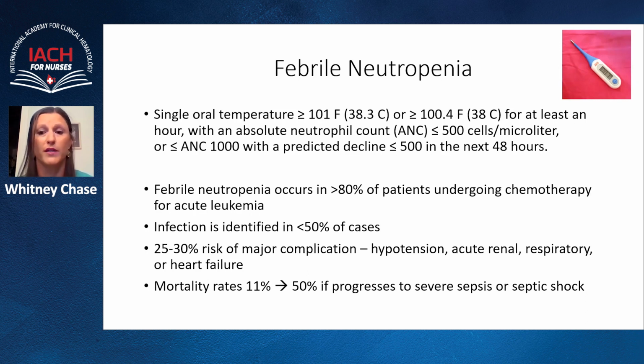So this is the most common complication of cancer treatment, and it can be deadly. Febrile neutropenia is seen in over 80% of patients undergoing chemotherapy for acute leukemia, and fever may be the only sign or symptom of infection that these immunocompromised hosts can mount. So we're able to identify infection less than 50% of the time when these patients fever.